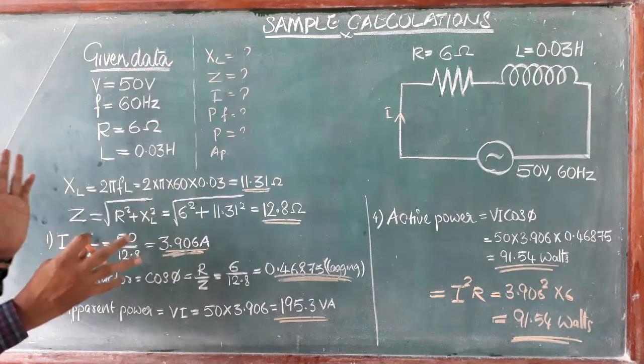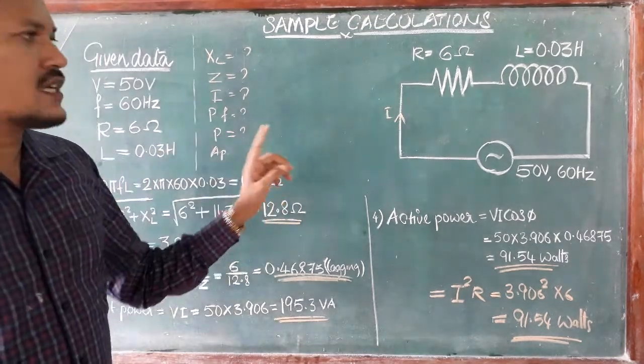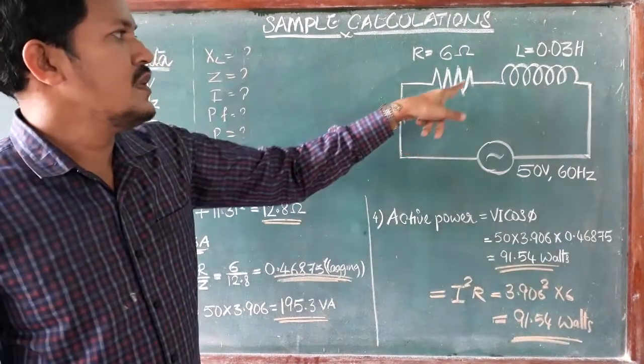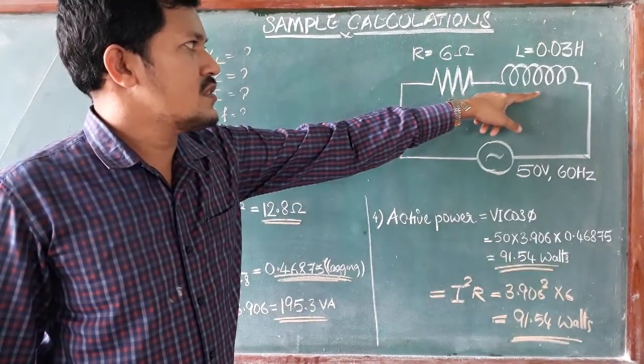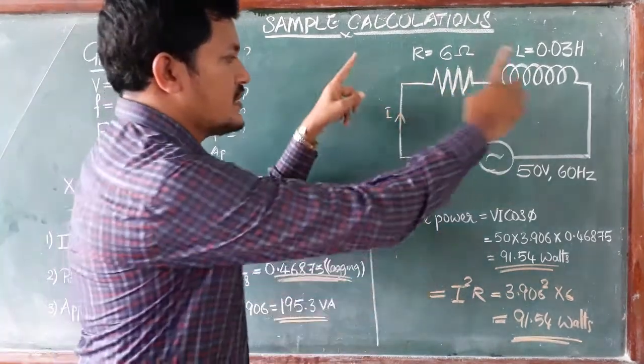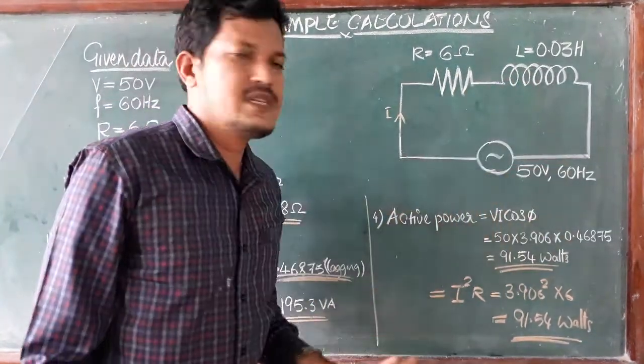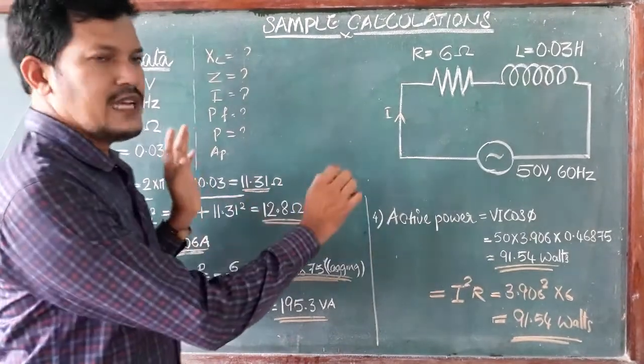The question will come: a series circuit which consists of a resistance of 6 ohm in series with an inductance of 0.303 Henry. This combination is connected across a 50 volt, 60 hertz supply, etc. This is one type of question.